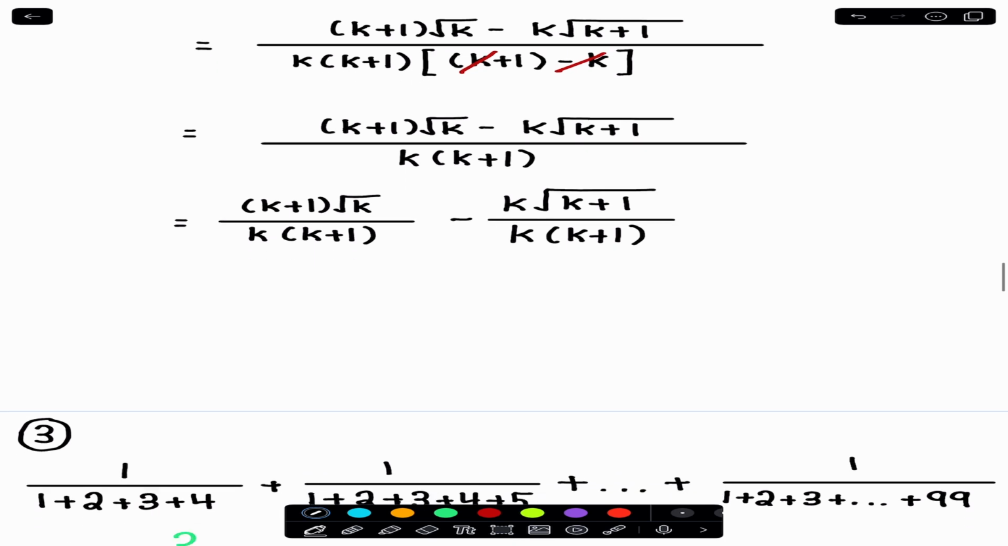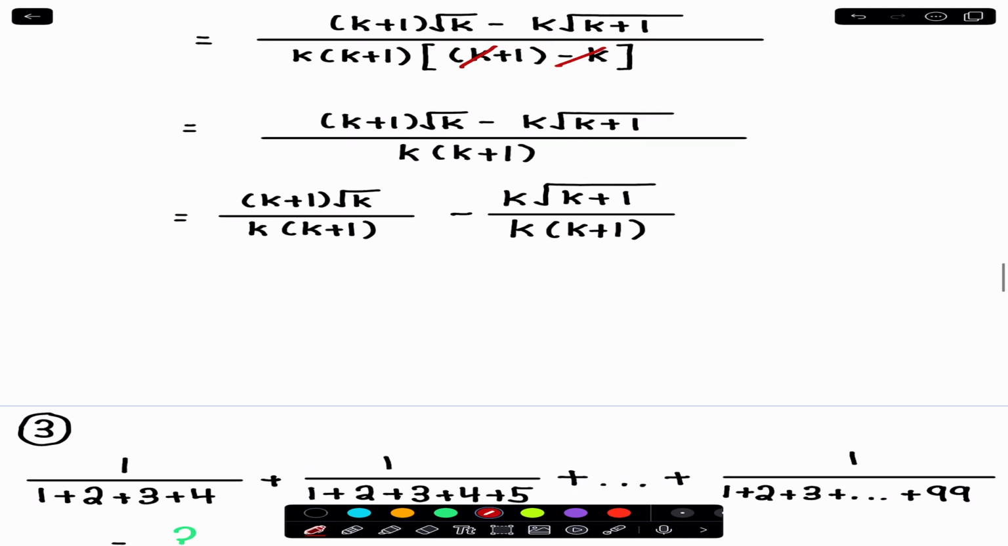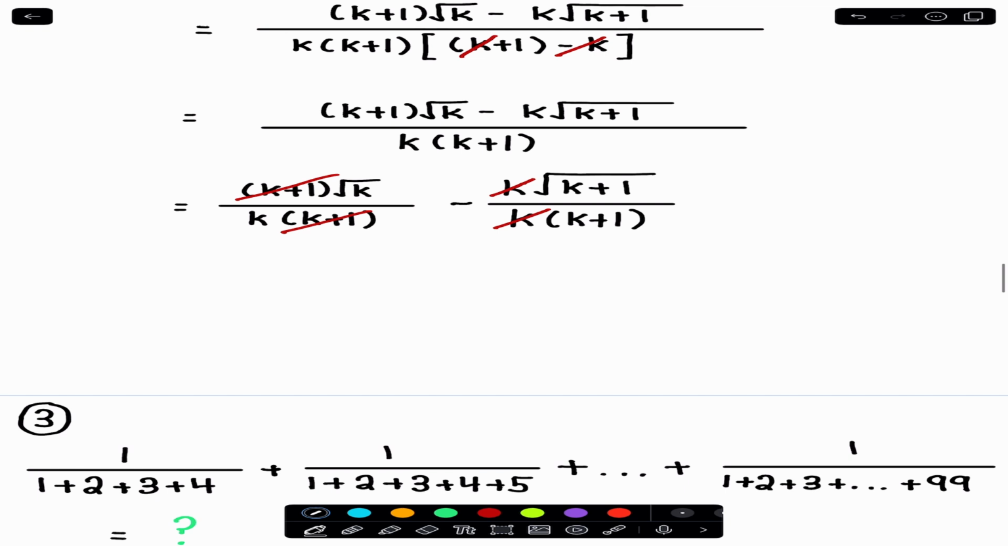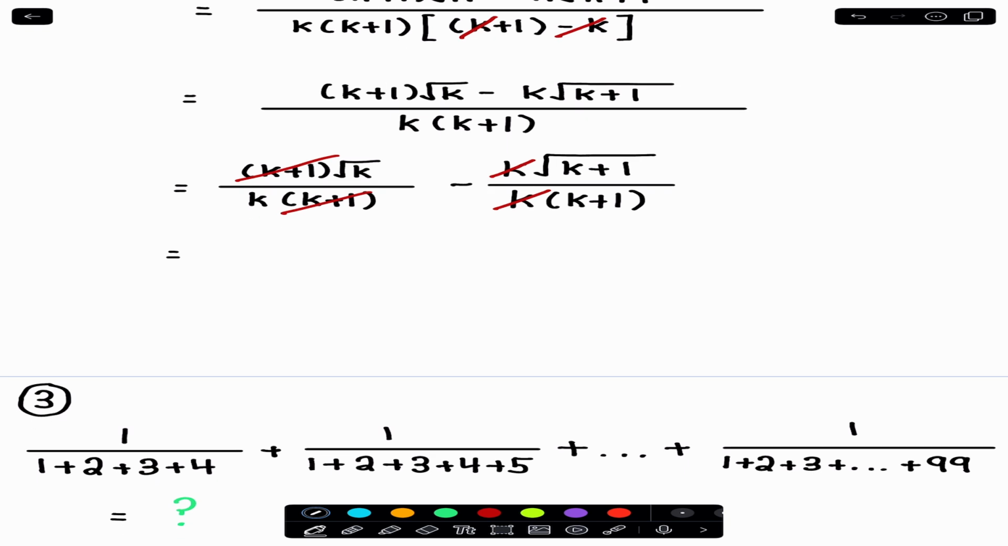Because now, guess what? We got even more cancellation. K plus 1 cancels with k plus 1. K cancels with k. In the end, we are left with root k over k minus root k plus 1 over k plus 1.